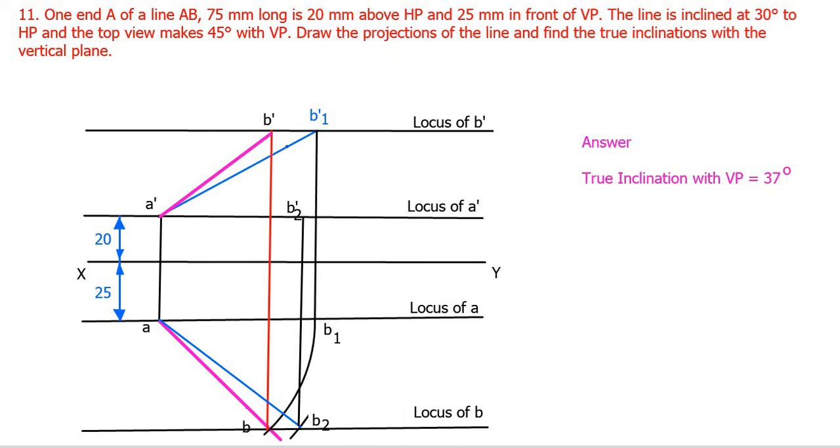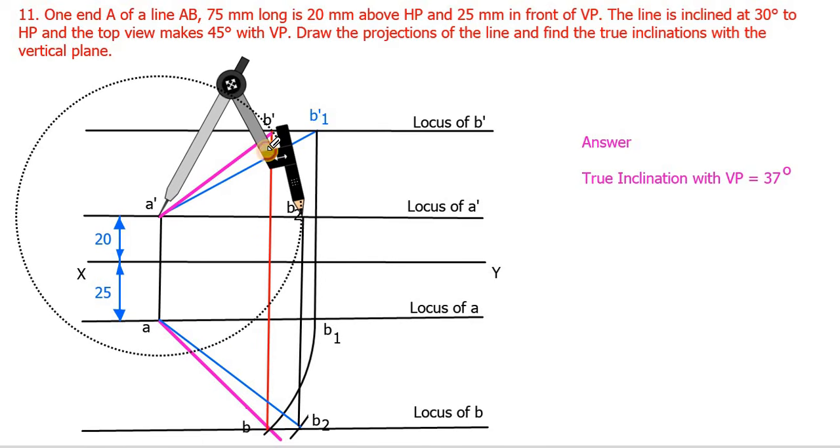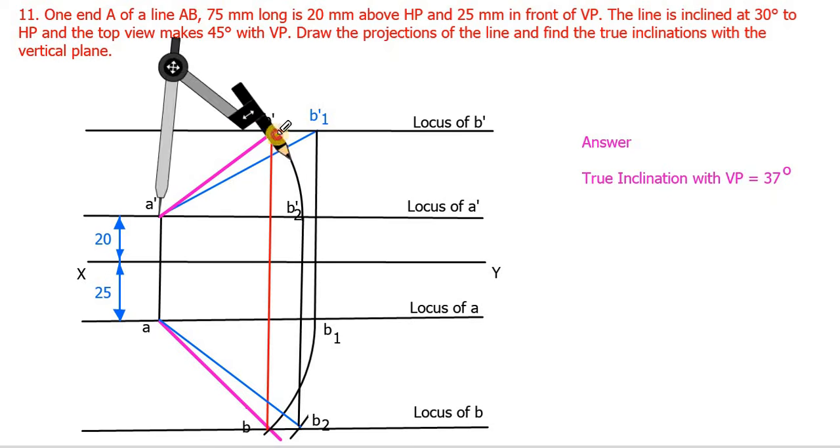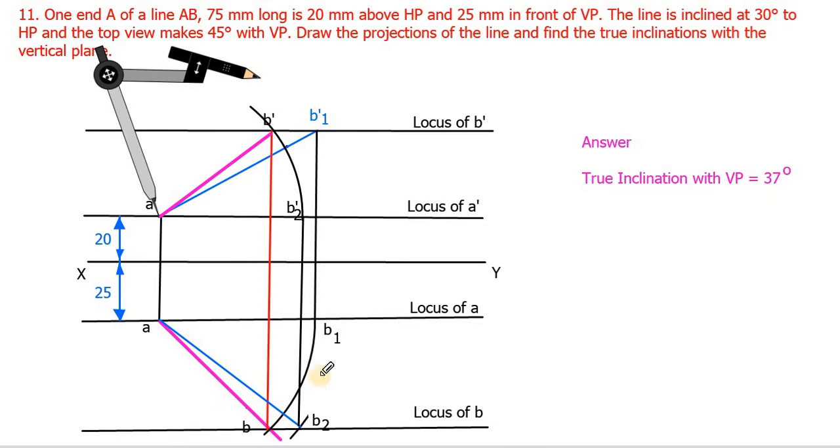Okay, take the compass, with A dash as center and A dash B2 dash as radius. Draw one arc. So it is exactly cutting at B1 dash. So our answer is correct. So that's all. Even though they have asked only the true inclination with vertical plane, we need to complete the problem by drawing all the lines and all the rotating lines.